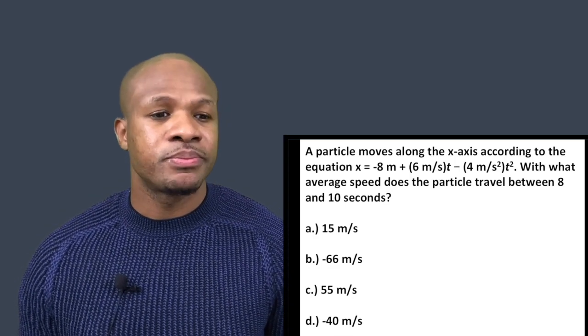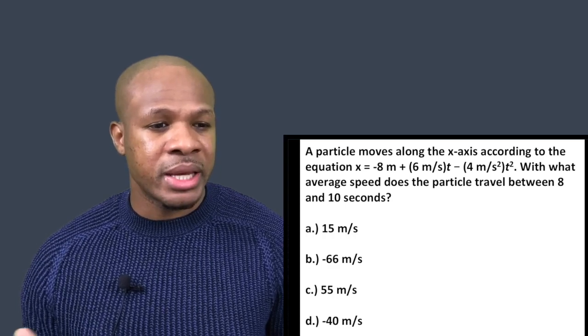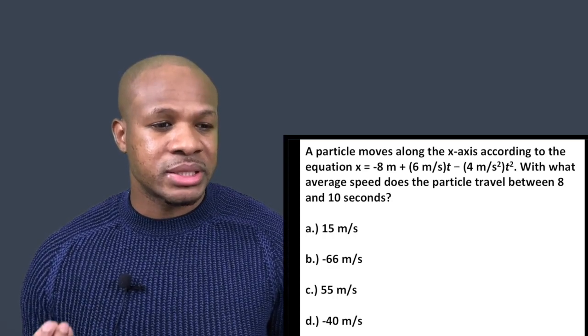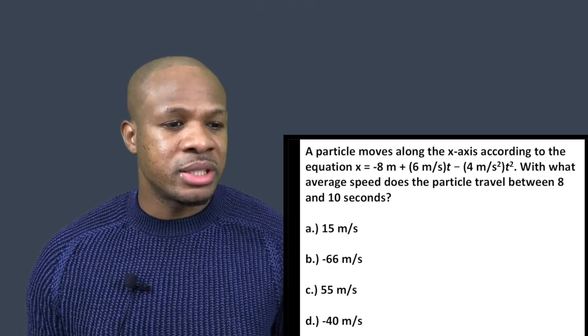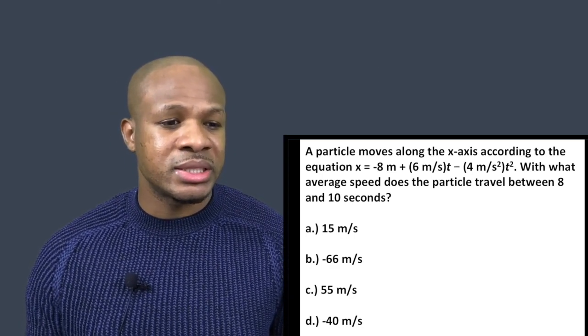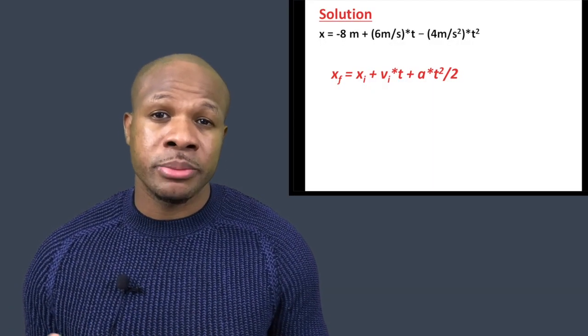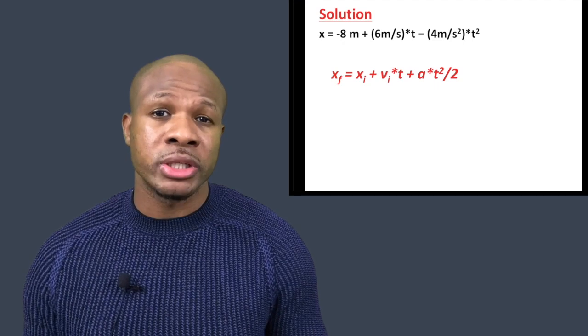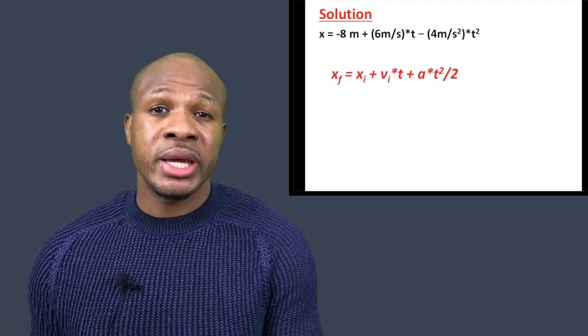Question 1 says, a particle moves along the x-axis according to the equation x equals minus 8 plus 6t minus 4t squared. With what average speed does the particle travel between 8 and 10 seconds? When you take a look at this equation of motion, it looks like our equation number 2. And for this question, what we're concerned with is speed. We want our average speed between 8 and 10 seconds.